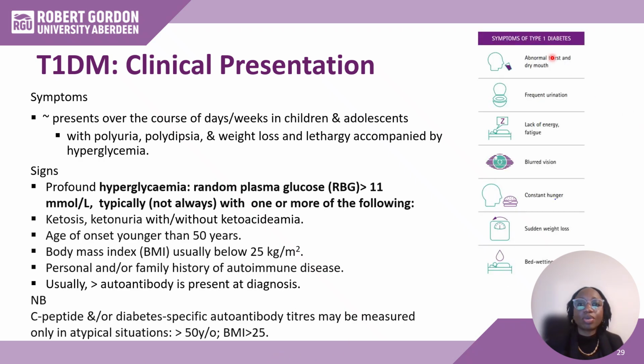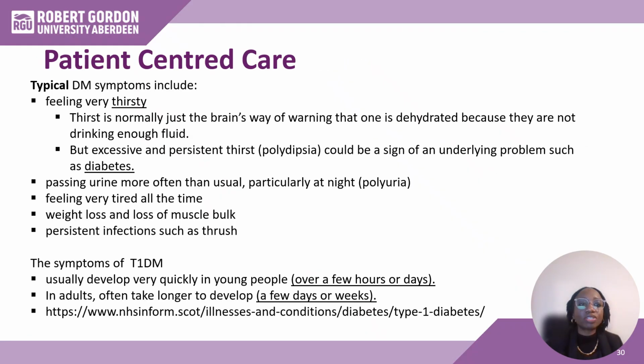So here's just a quick summary of the symptoms of type 1 diabetes. Abnormal thirst, frequent urination, lack of energy, fatigue, blurred vision, constant hunger, sudden weight loss, and bedwetting in some instances indicate that a child or an adolescent may have diabetes. So patient-centered care is really important here.